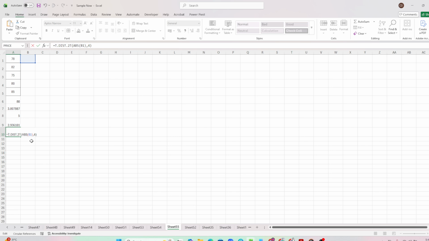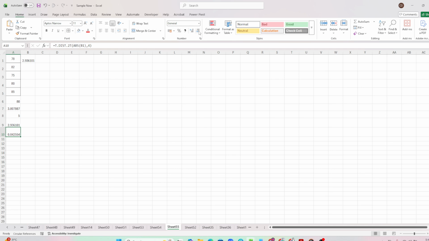Interpreting the p-value is straightforward. If it's less than 0.05, you have evidence of a significant difference from the hypothesized mean. If it's greater than 0.05, you do not have evidence of a significant difference. In our example, a p-value around 0.02 would indicate the sample mean is significantly different from 75.